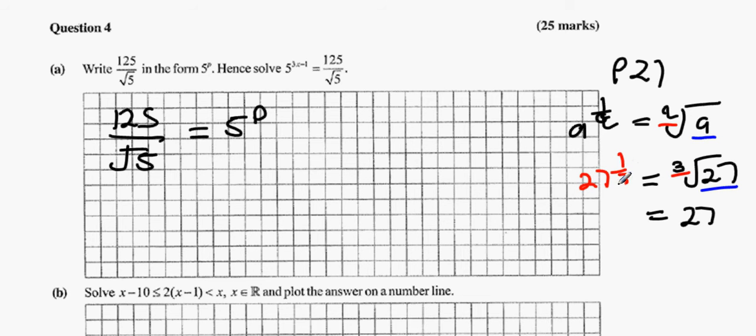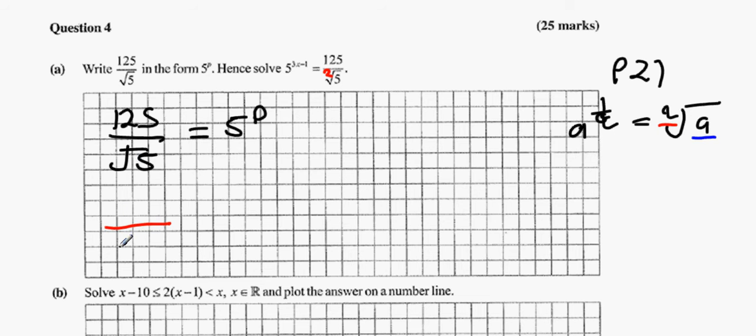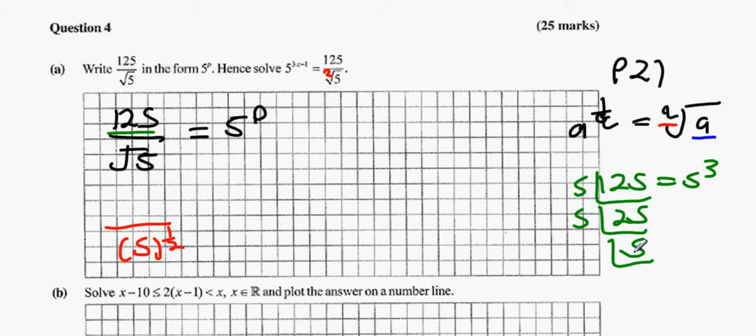Now the question we have has the square root of 5, and the interesting thing about that rule is that the square root of 5 actually has a 2 in it. So we can change the bottom part to 5 to the power of a half. The next thing is what to do with the 125. Well, 125 equals 5 cubed. How many 5s does it take to make 125? You keep dividing by 5 until you get down to 1. It takes three 5s: 1, 2, 3. So 125 equals 5 to the power of 3.